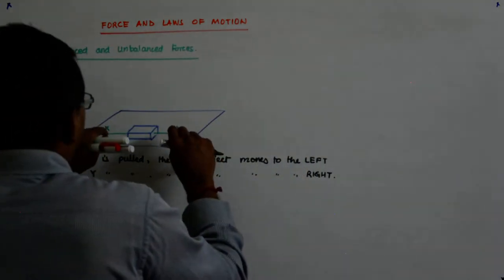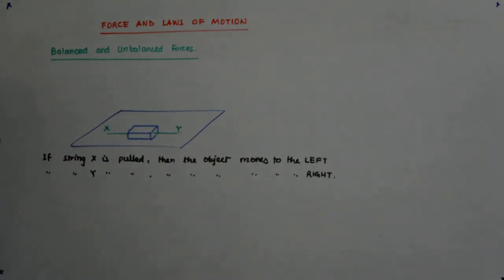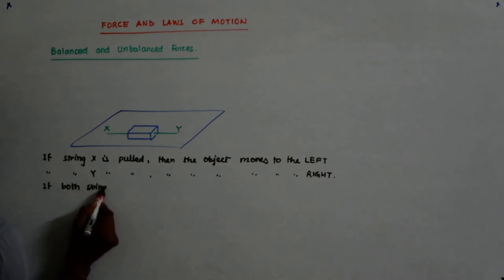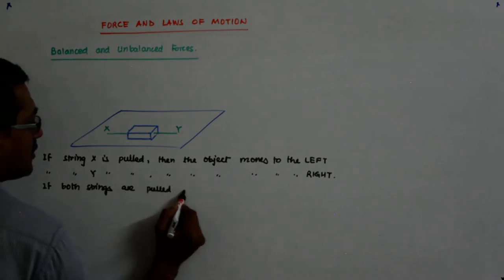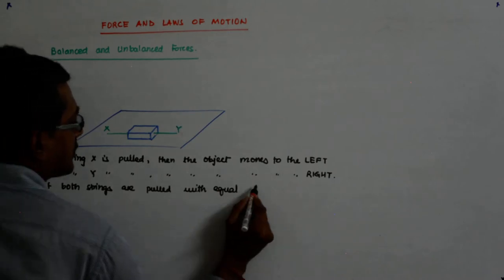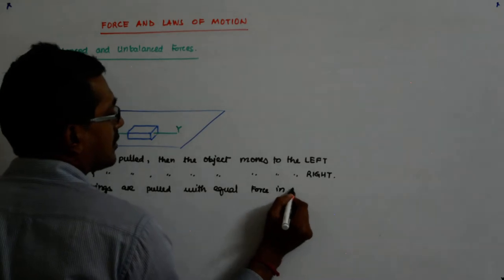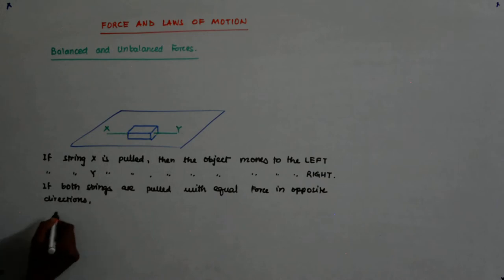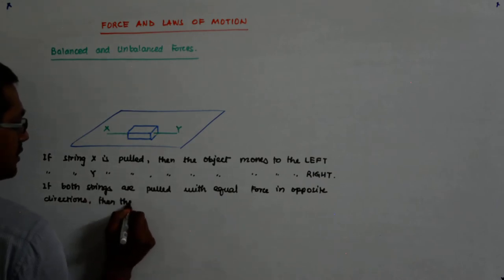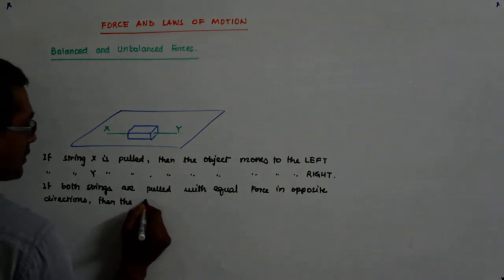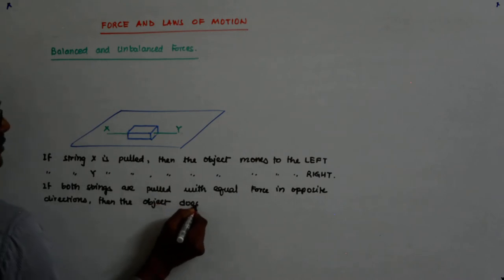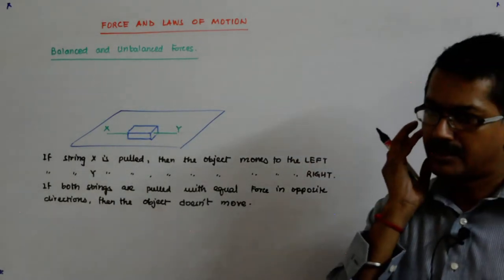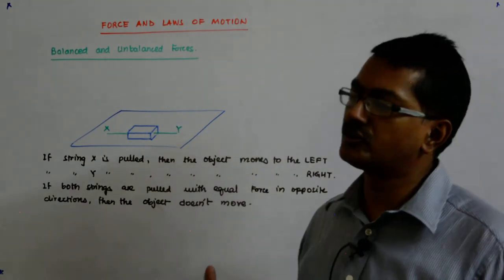Now if I hold both the strings and pull them in opposite directions, one on this side and the other on this, then what should happen? If both strings are pulled with equal force in opposite directions, then what happens? Then the object doesn't move. It doesn't move. So what has happened? That means the application of force does not always lead to motion.